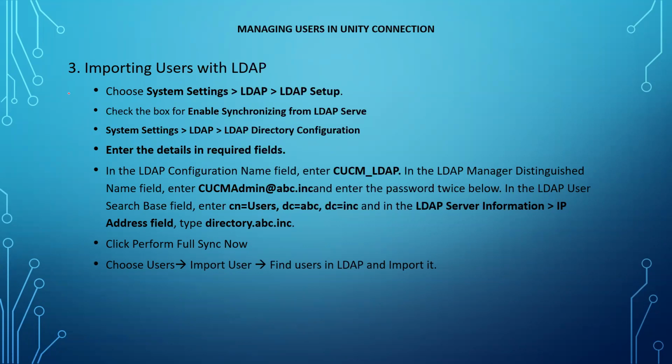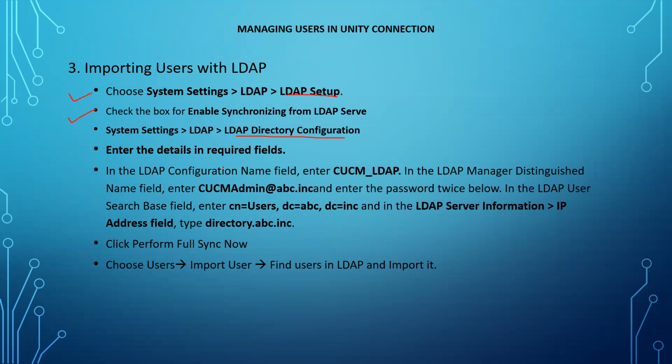What you need to do on the Unity side is go to system settings, then go to LDAP and LDAP setup. You need to check the box for enable synchronizing from LDAP server. The first setting would be LDAP setup, and the next setting would be LDAP directory configuration. Then you need to add the required details in the fields.